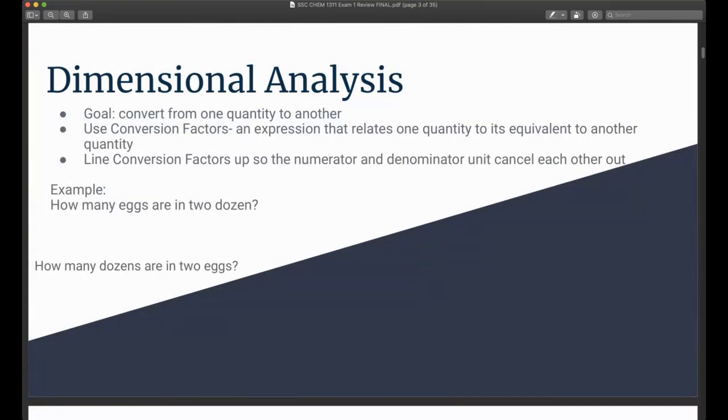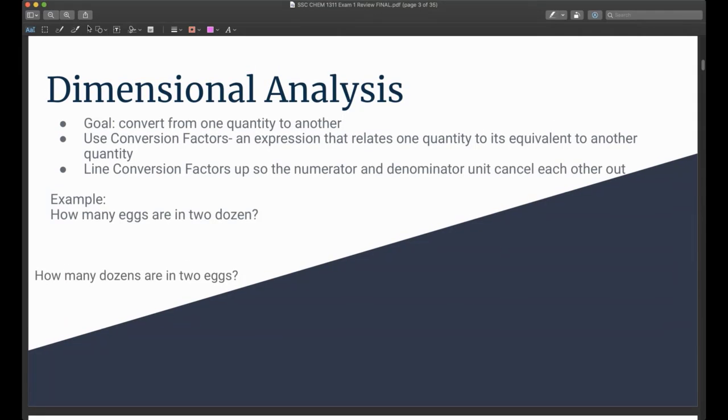So dimensional analysis is a really big factor no matter what science you do. Usually, you're going to see this all the time in different ways in your chemistry class, but also in other classes like physics as well. The goal of dimensional analysis is to convert one quantity to another, and we do this by using conversion factors, which is an expression that relates one quantity to its equivalent in another quantity. The way you do this is that you line the conversion factors up so that the numerator and denominator units cancel each other out. A really simple example I like to use is how many eggs are in 2 dozen?